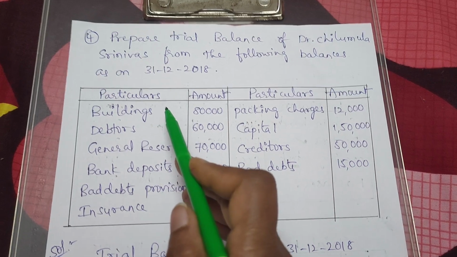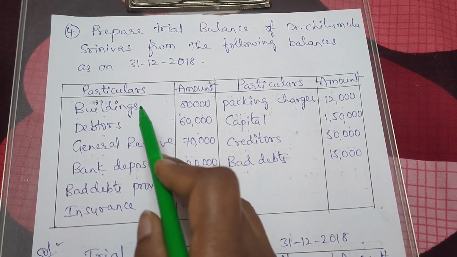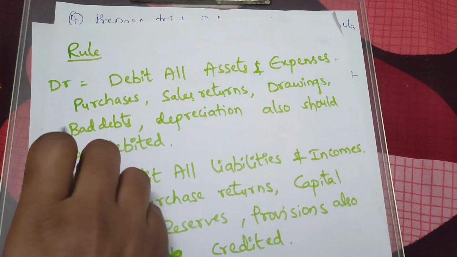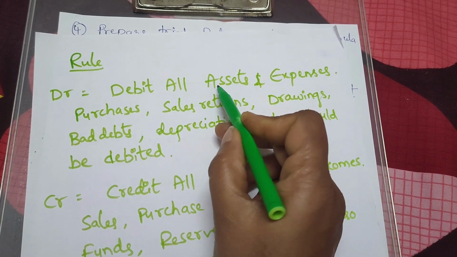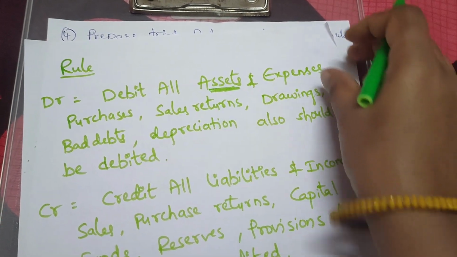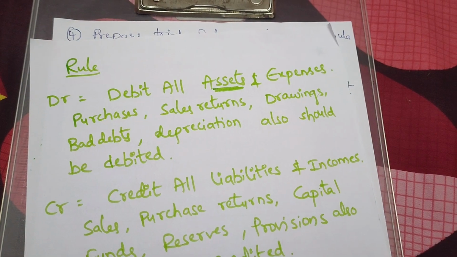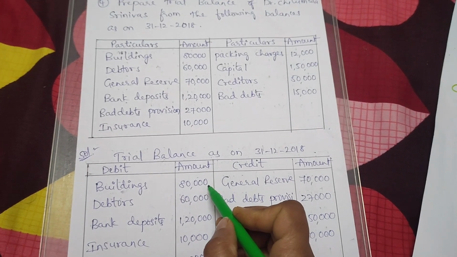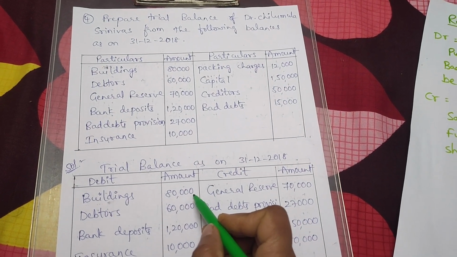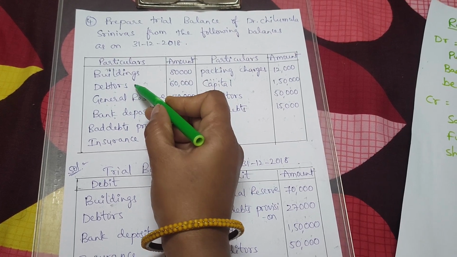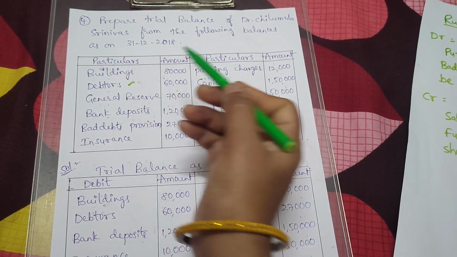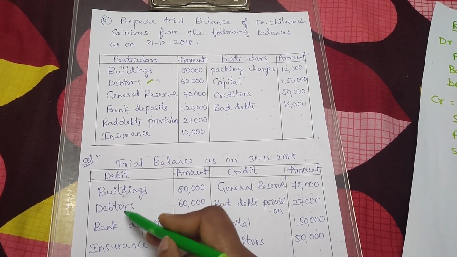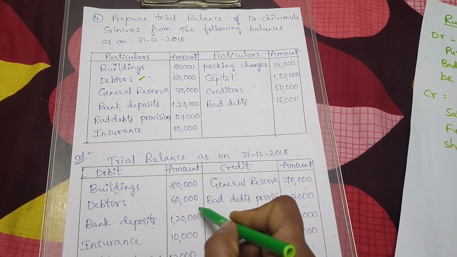So first one, buildings. Buildings are always an asset, and there is a rule here, the trial balance rule. We should debit all assets. Since buildings are assets, we have to record under debit only. So buildings under debit, 80,000. And next one, debtors. Debtors are also assets, and all assets we debit. That is why we can record these debtors also under debit, 60,000.